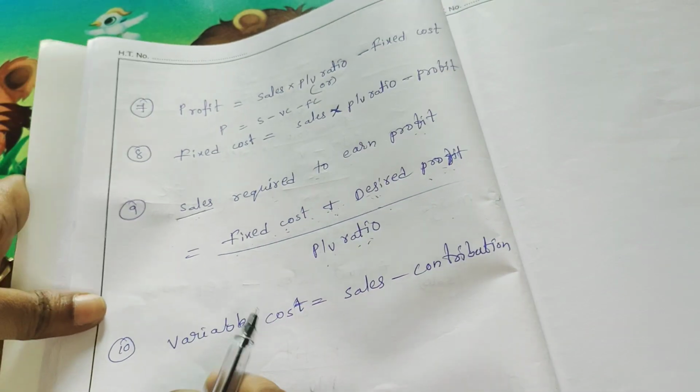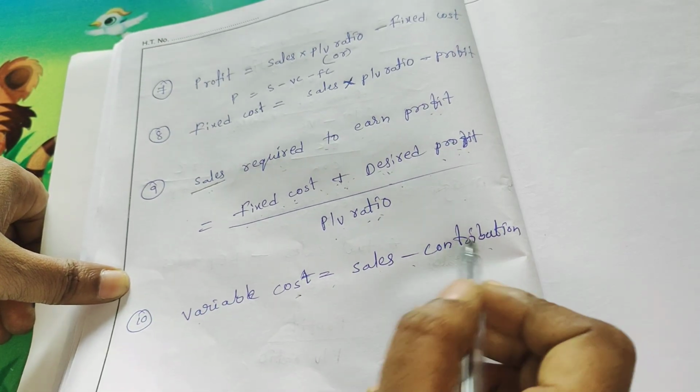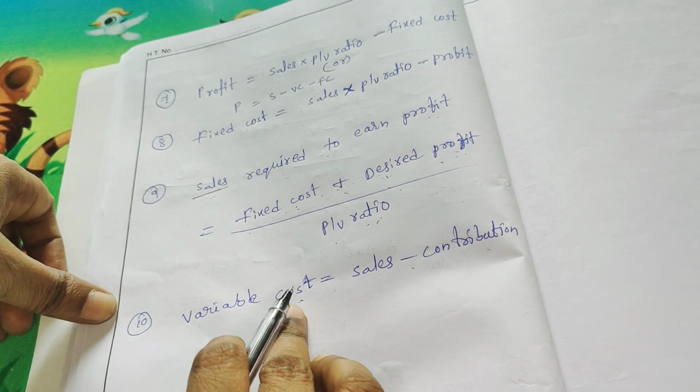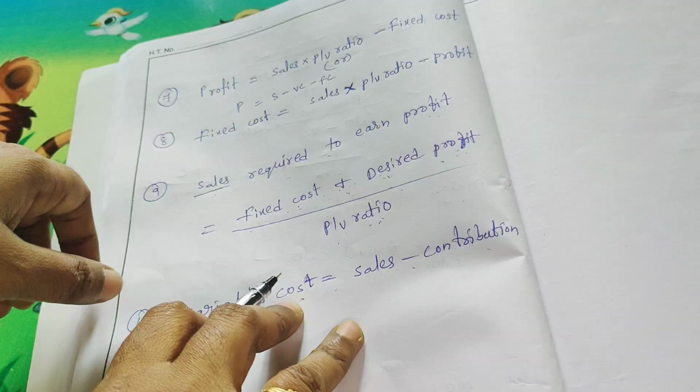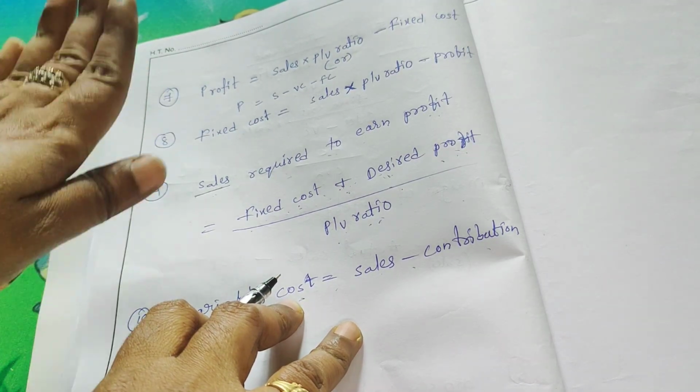Okay. And next, variable cost. Already we discussed: sales minus contribution. Okay. These are the formulas you need to learn in marginal costing. If you know these formulas, the problem part is very easy.